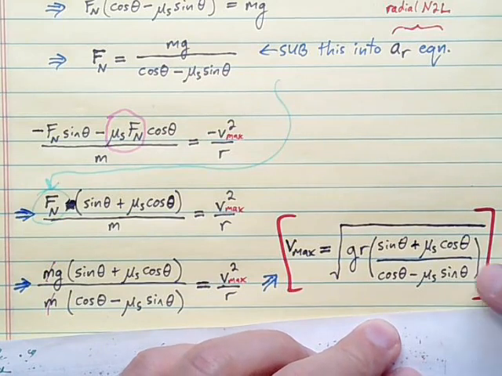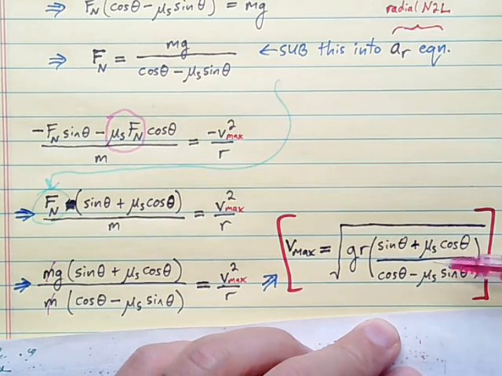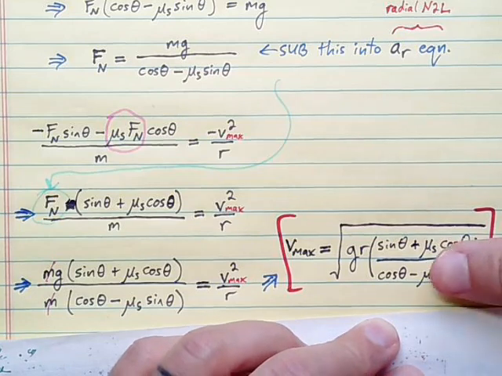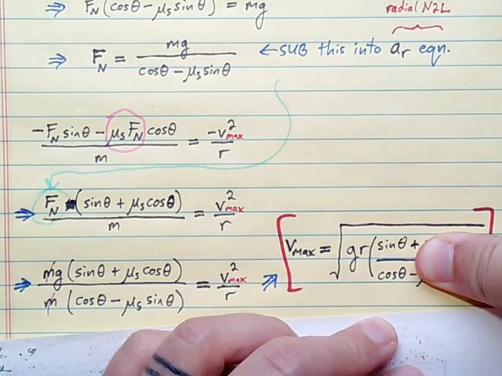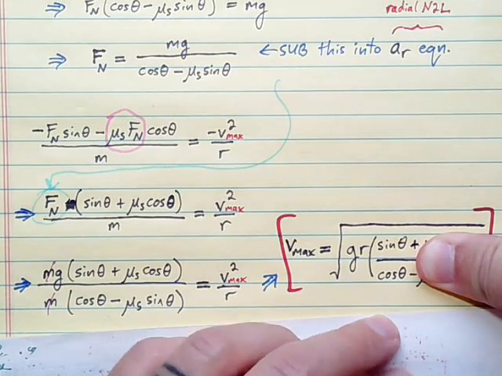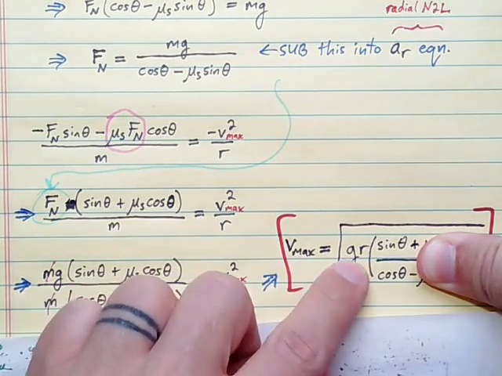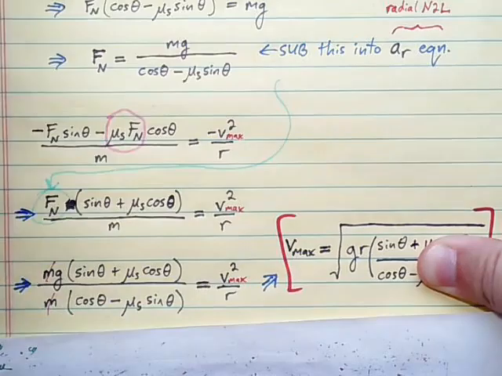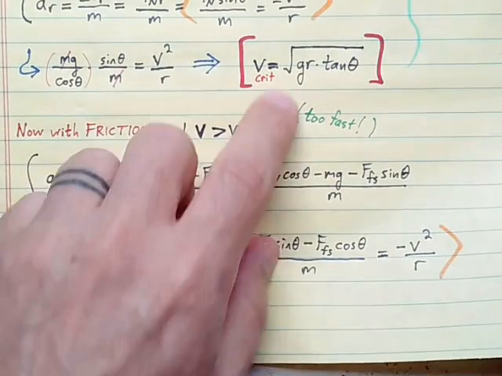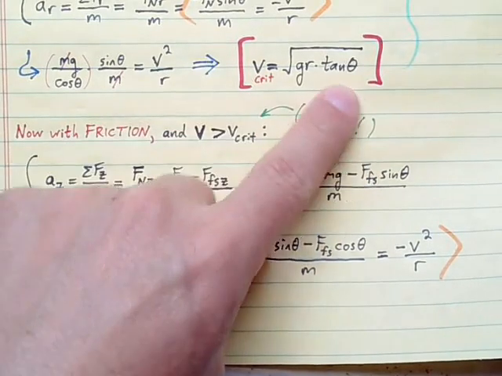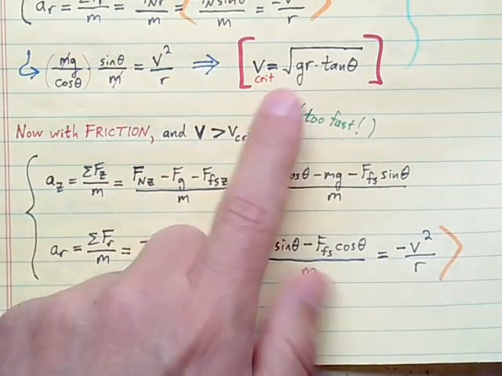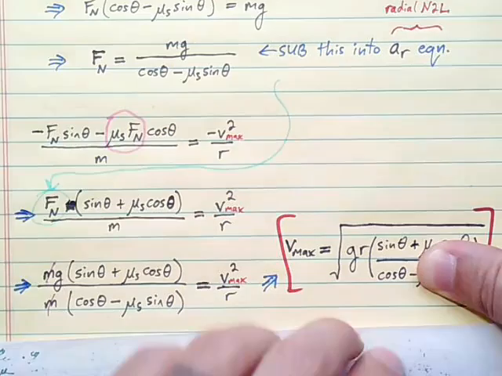So that means the mu s cos theta goes to 0, the mu s sine theta goes to 0. So if we disappear friction, those are gone. We're left here with sine theta over cos theta, which is tan theta. So if there's no friction, our max speed is the square root of g r tan theta, which we proved earlier. We can recover our critical speed. So this result is contained as a special case of this result here.